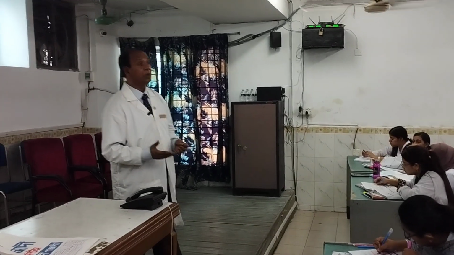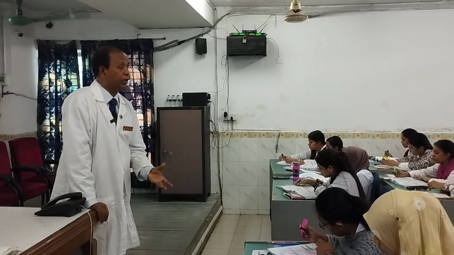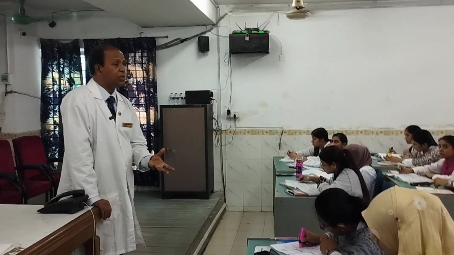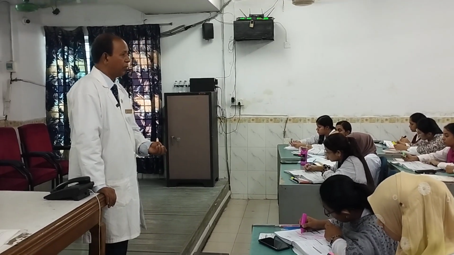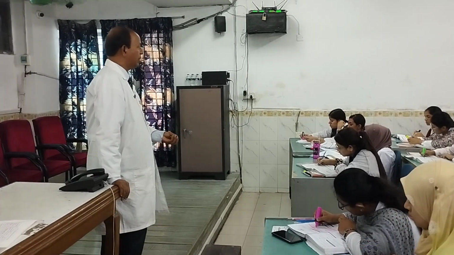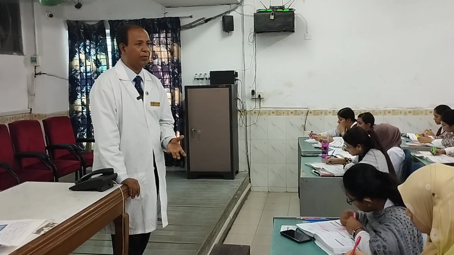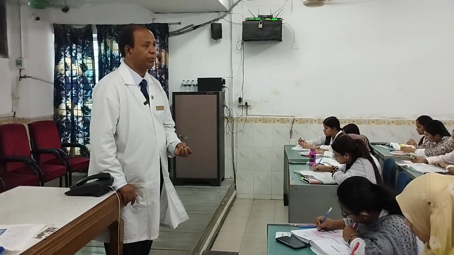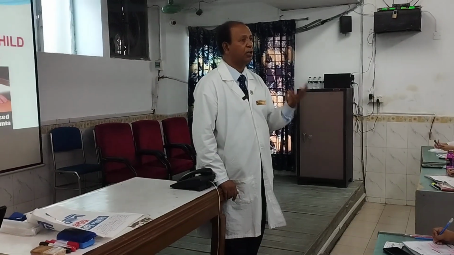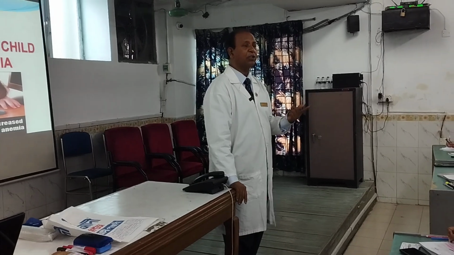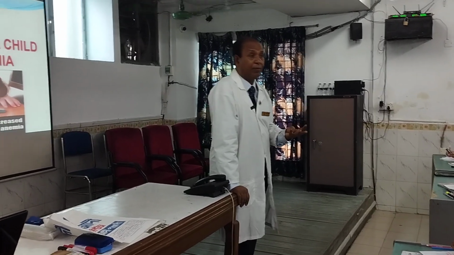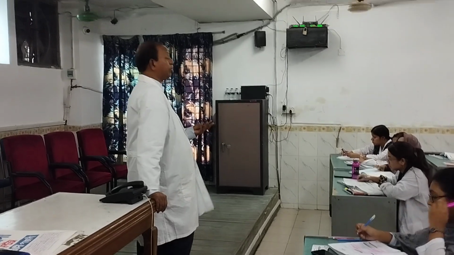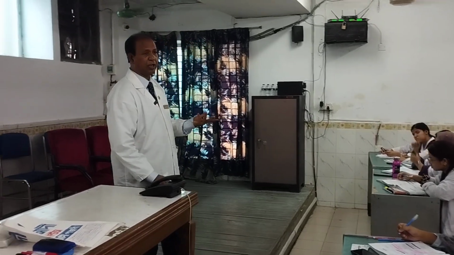Next one is failure of RBC production, bone marrow failure. Bone marrow failure due to aplastic anemia, due to leukemia, due to lymphoma. This is called failure of bone marrow production of the RBC. This is three types. Number one, acute blood loss anemia. Number two, hemolytic anemia. Number three, impaired RBC production. You should remember this one.